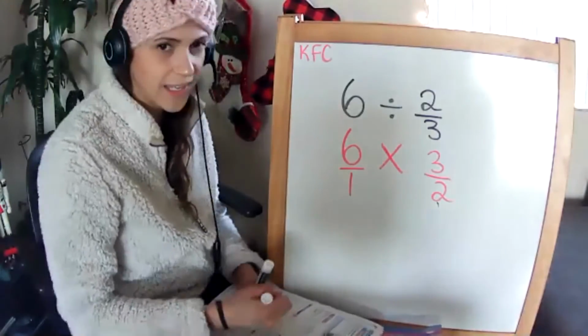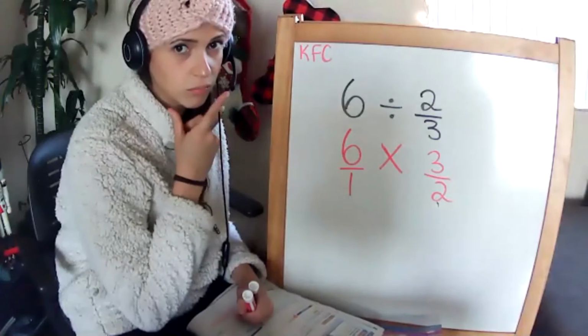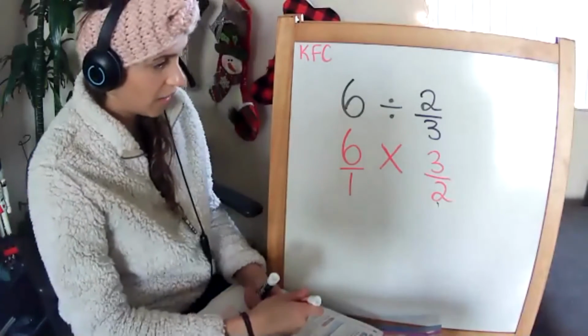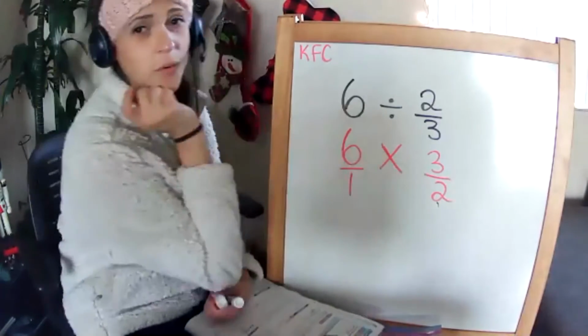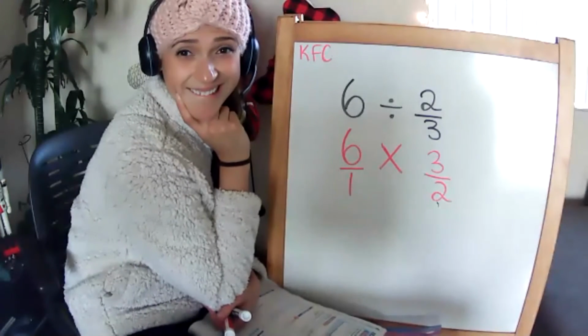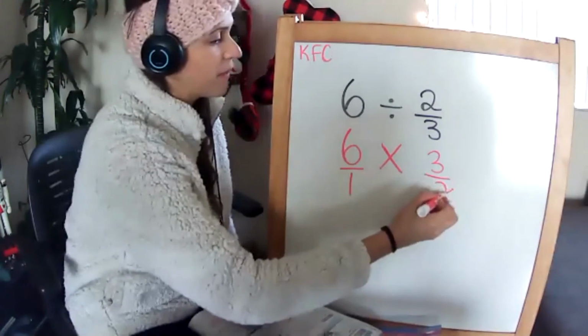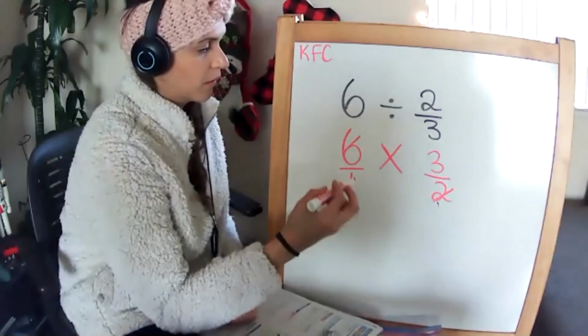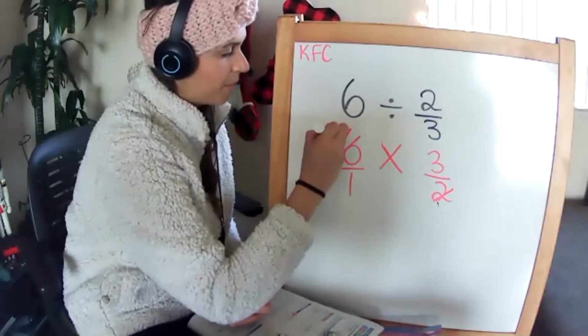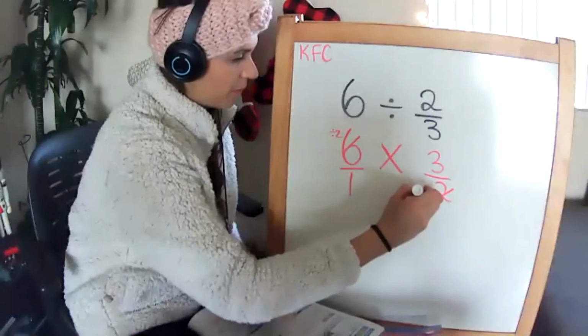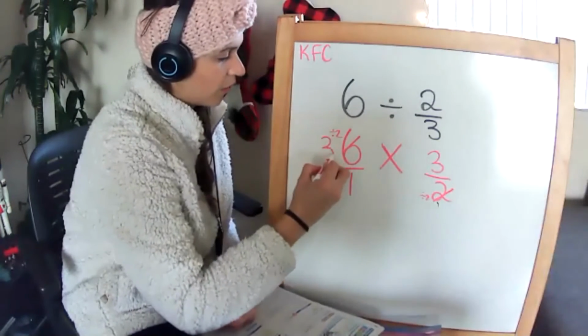Does anybody see anything that can simplify? 6 and 3 are both numerators. No, 6 and 2. 6 and 2, what can they be simplified by? By 2. Divide by 2. I get 3 and 1.